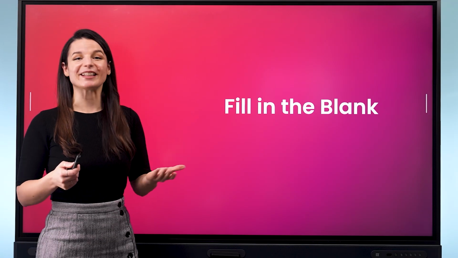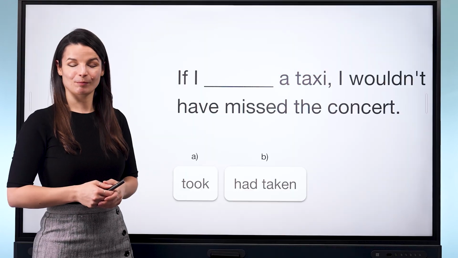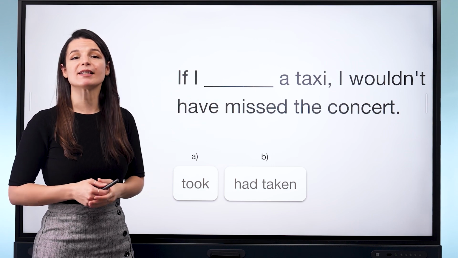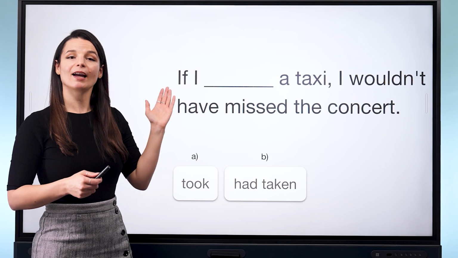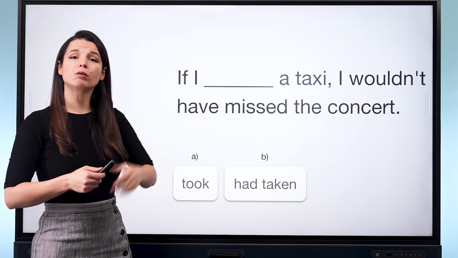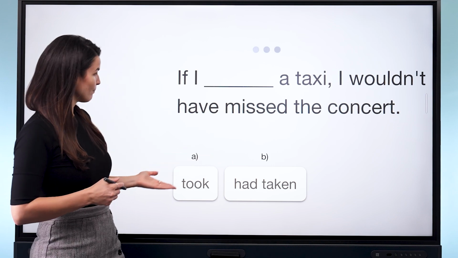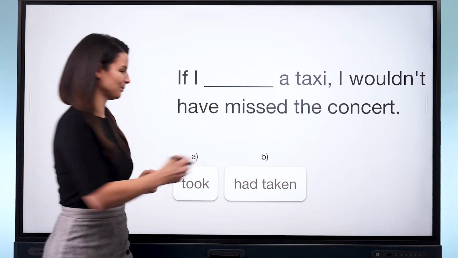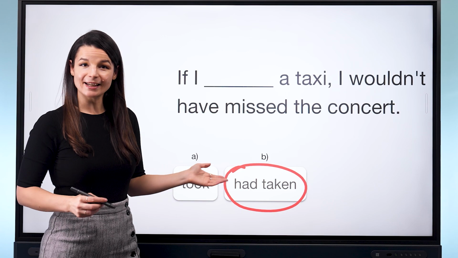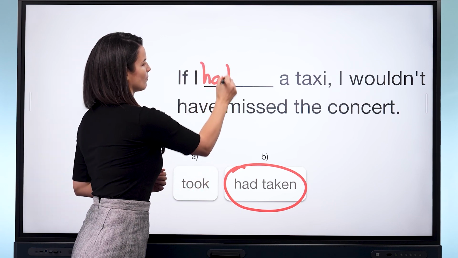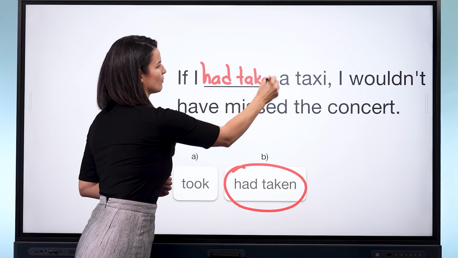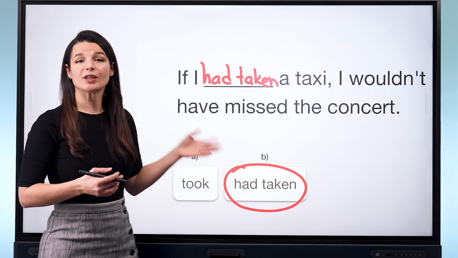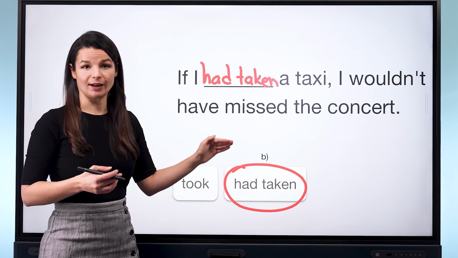Choose the best answer to complete the sentence. Ready? If I, a taxi, I wouldn't have missed the concert. Had taken. If I had taken a taxi, I wouldn't have missed the concert. While both options are past tense, we need the past perfect, which is had taken.